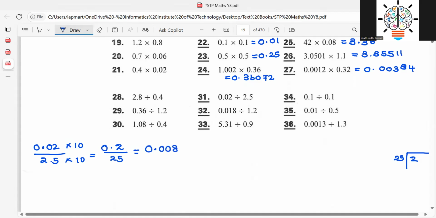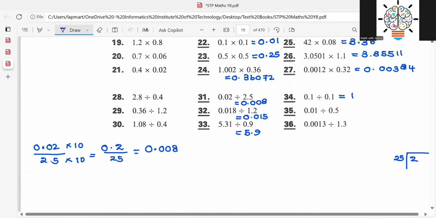0.008, right? So then here I write 0.008. Then 0.018, when you divide by 1.2, it gives me the answer 0.015. And 5.31, when you divide by 0.9, right? So then it gives me the answer 5.9. Right? 0.1 divided by 0.1, it gives me the answer 1.